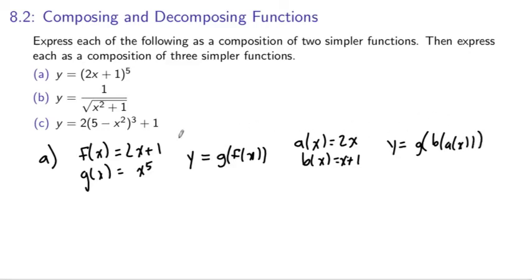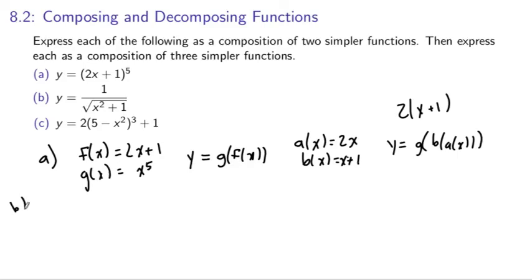So if you think about going backwards, a of x is 2x, b of x is add 1 to that, g of that would be take that to the 5th power. If we get a and b backwards, if we add 1 before we multiply by 2, we would get 2 times x plus 1, which is different than 2x plus 1. So the order matters greatly here.